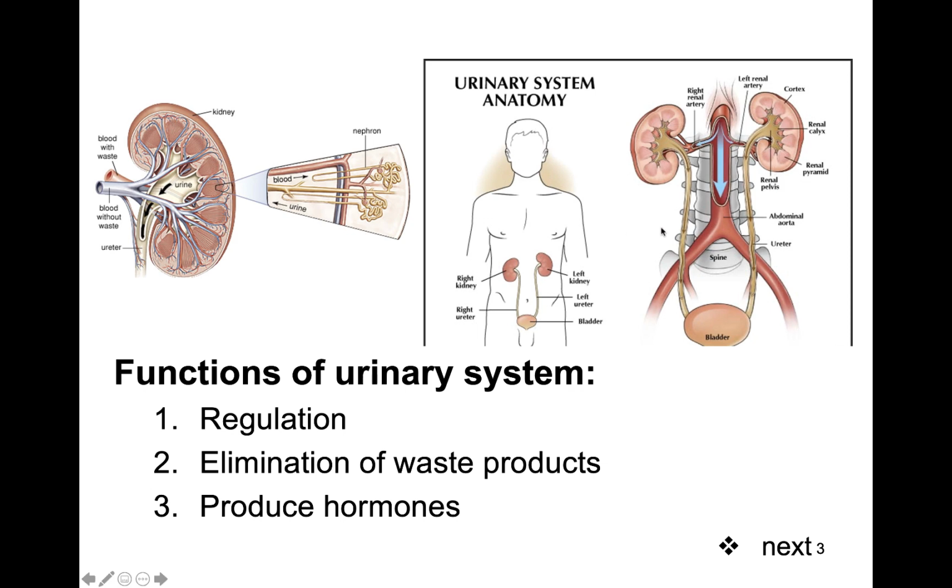And on this picture, what I need you to notice is that you have your abdominal aorta. It's going down. The renal artery is going to come off of the abdominal aorta, and it's taking oxygenated blood from the heart to the kidneys. And we learned that the kidneys are going to filter blood.